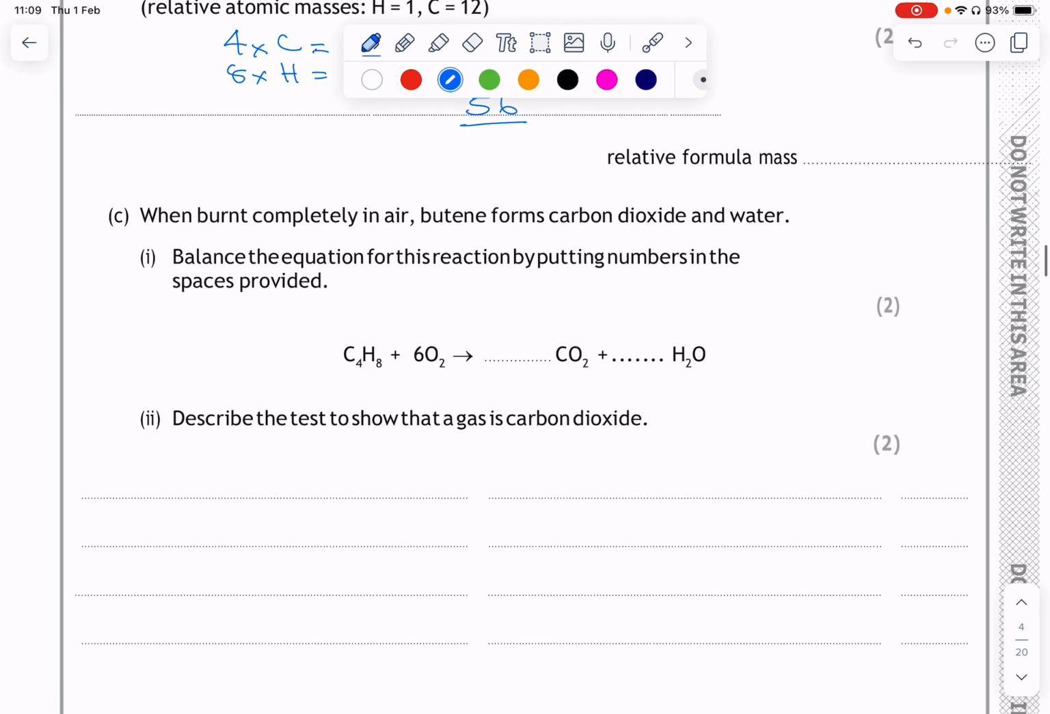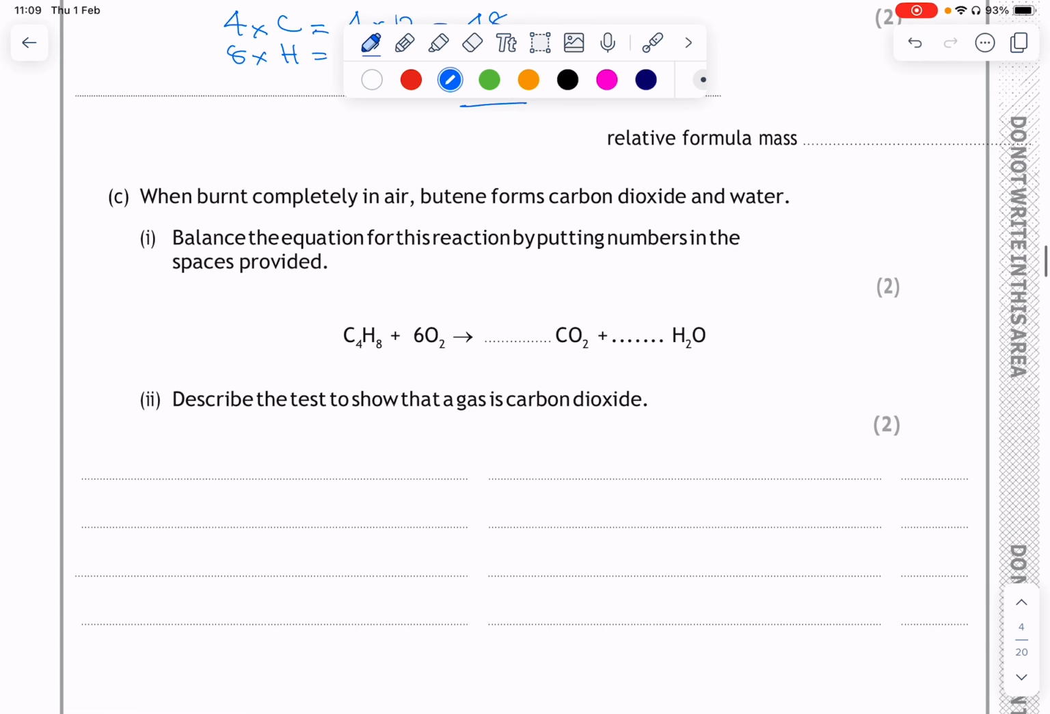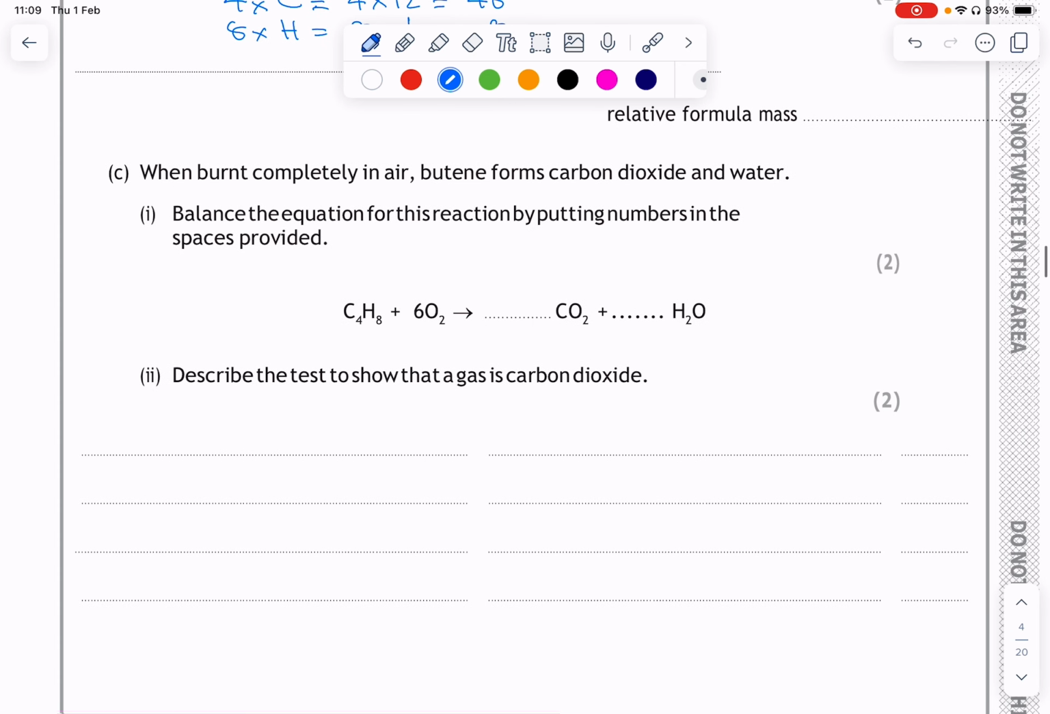When burnt completely in air, butane forms carbon dioxide and water. Complete the equation for this reaction by putting the numbers in the spaces provided. So our method to work this out, I'll do it above. There are 4 carbons on this side, and there are 8 hydrogens. There are 12 oxygens. Now remember, 12 oxygens because you've got 6 times by 2 is 12 in total. This side has to be the same. So C, H and O. So at the moment there is 1 carbon, there are 2 hydrogens, and there are 3 oxygens.